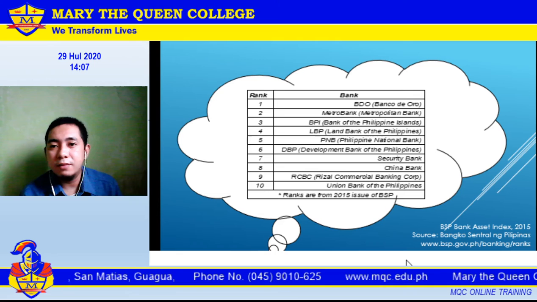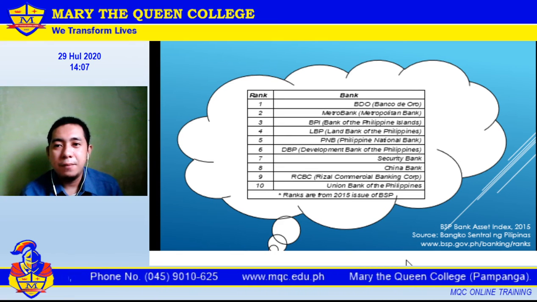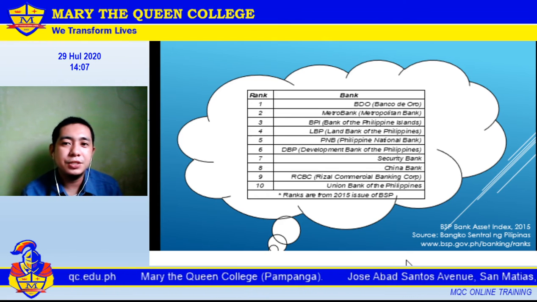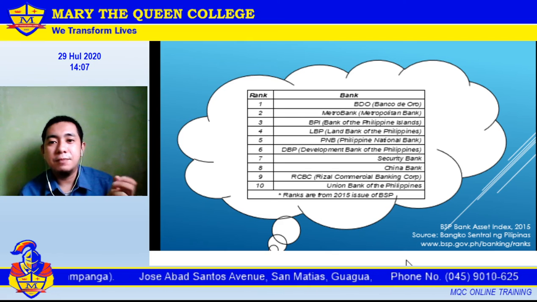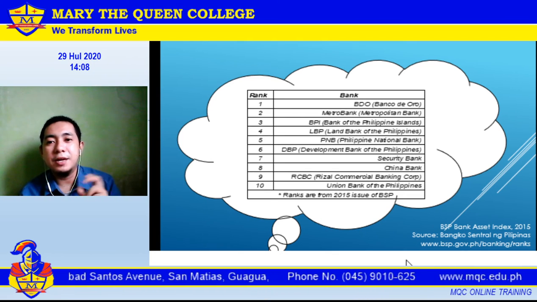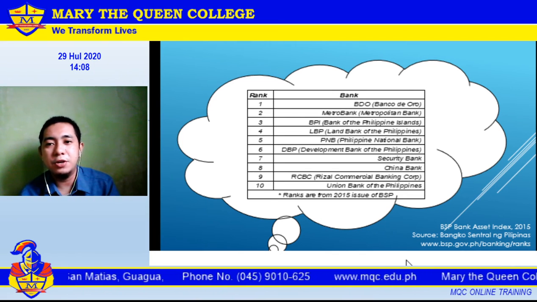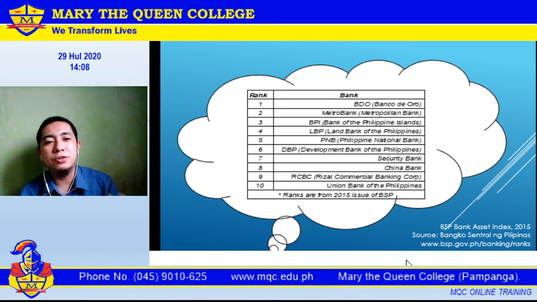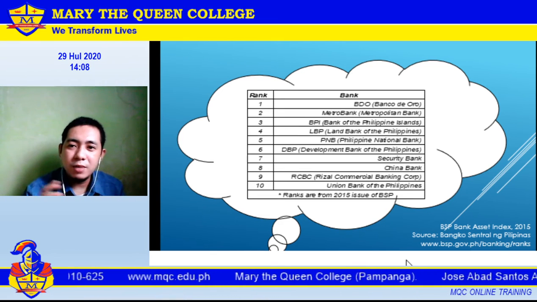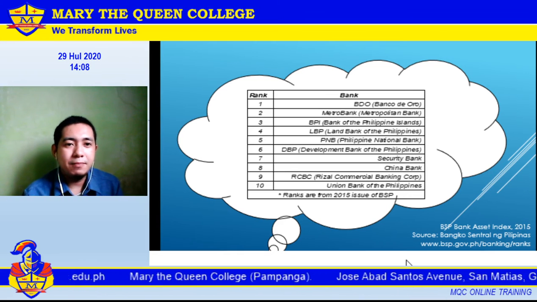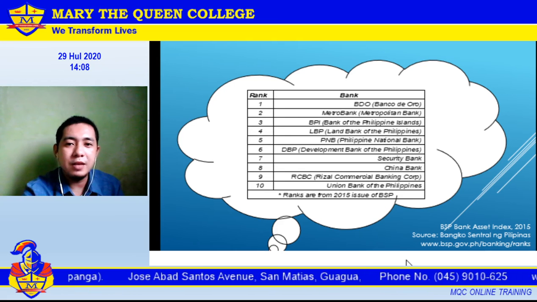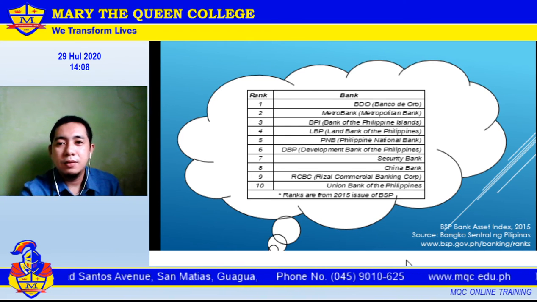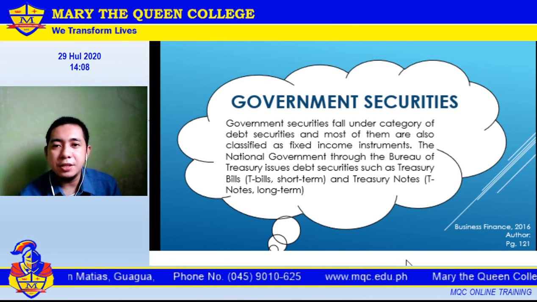So makikita ninyo, number 1 is the Banco de Oro, Metropolitan Bank, that's Metro Bank, then BPI, Bank of the Philippine Islands, Land Bank of the Philippines, which is a state bank or government bank, then PNB, Philippine National Bank, DBP, another state bank, Development Bank of the Philippines, Security Bank, China Bank, RCBC, and Union Bank of the Philippines. So, ito yung mga pinaka-stable na mga banks natin dito sa Pilipinas. That's according to the BSP 2015 Asset Index. Okay? So, government securities.